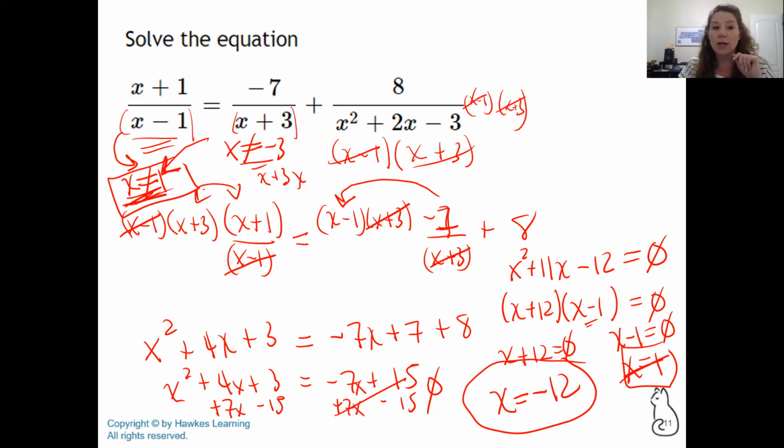And if you plug 1 right back in here for this one and this one, you would get a denominator of 0, which is undefined. So you've got to check your restrictions, you guys, even if it doesn't tell you too specifically, you need to know whether the answers that you get are acceptable or not.